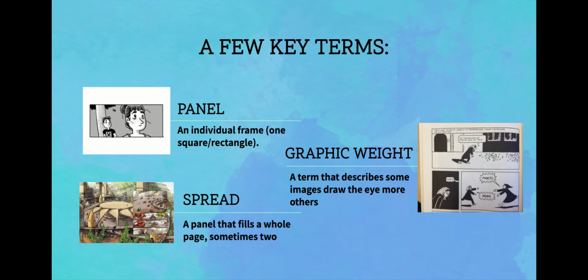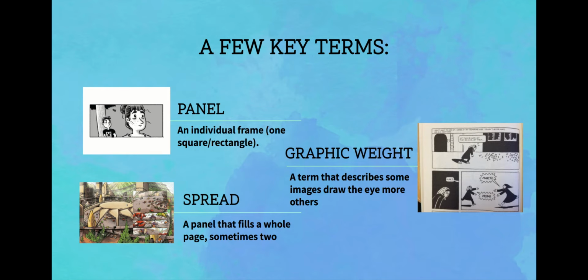Okay, so a few key terms. There are a lot of terms with graphic novels, but I just picked out a select few. One is a panel. That is just an individual frame, like one square or rectangle. They're not always going to be square or rectangle. Sometimes you might see the author play around with the shapes, but most often they're square and rectangle.